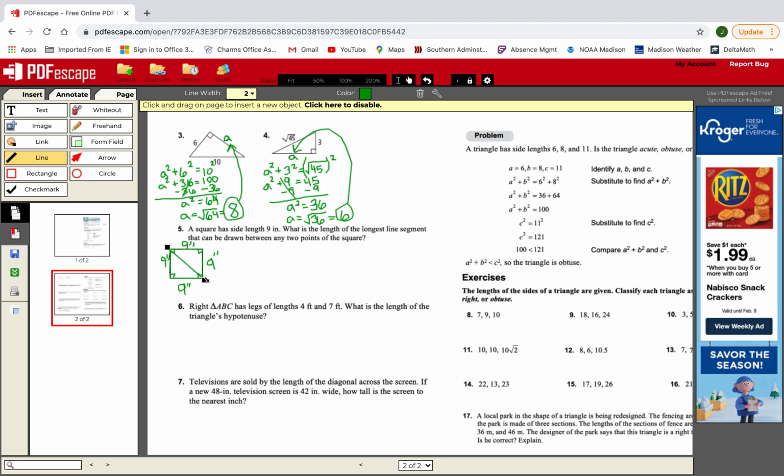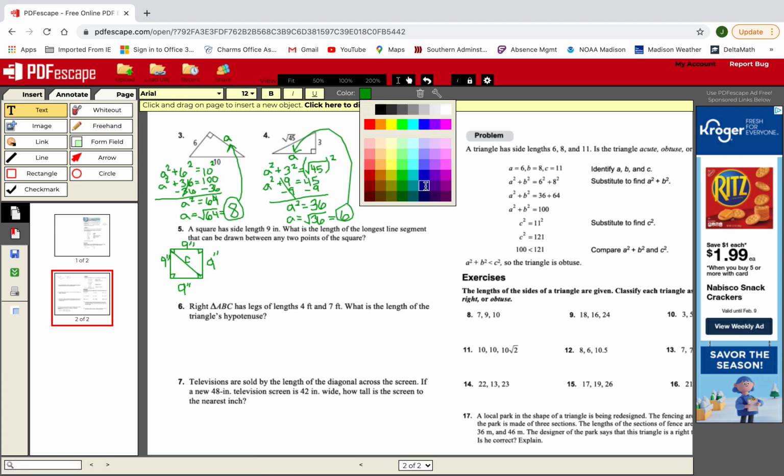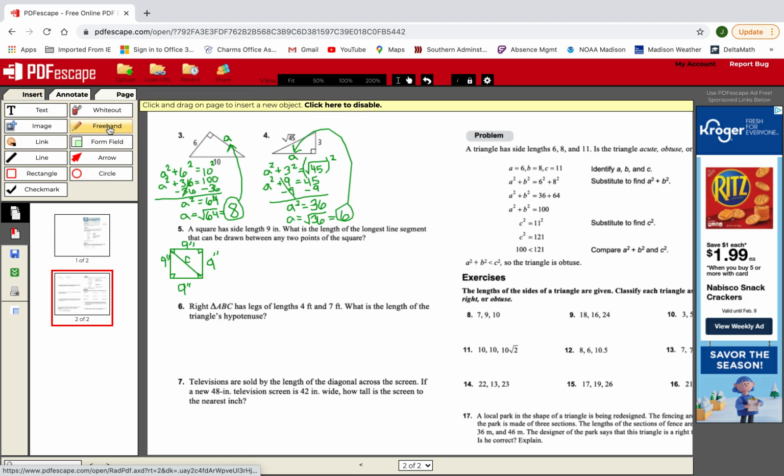It does work pretty well. So this is the longest line segment, and that's what I'm trying to find out, the length of that line. I'll put C here because I'm now going to be looking at the right triangle that has been created inside there. So I'm going to change this to blue. Okay, so I am now looking at this right triangle.